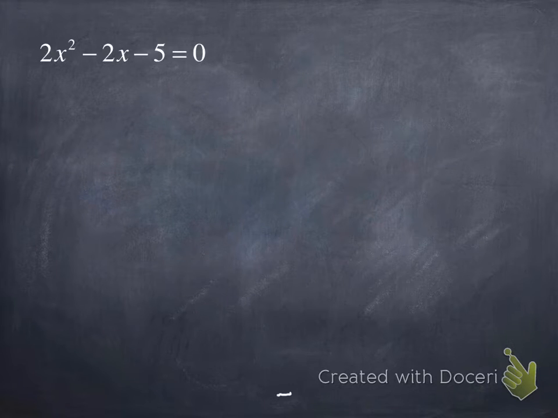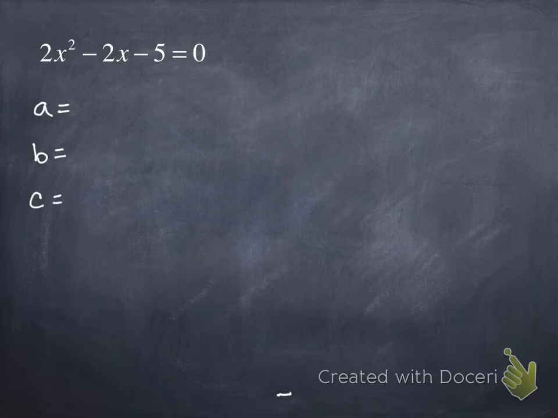First one is going to be this. So I'm looking at this and I'm going to try and see if I can factor it in my head real quick. And I'm saying 2 times negative 5 is negative 10. Are there two numbers that multiply to negative 10 and add to negative 2? No, I don't think there are. So rather than puzzle through that a little bit more, I'm just going to go ahead and use the quadratic formula.